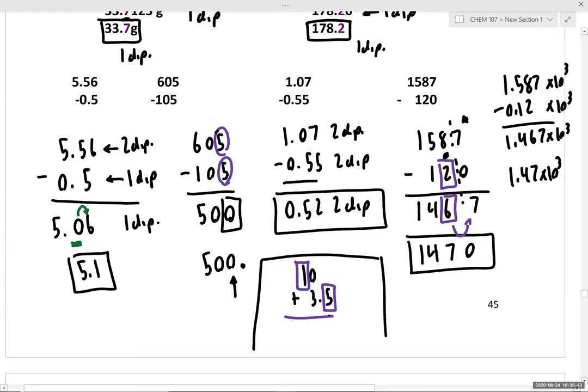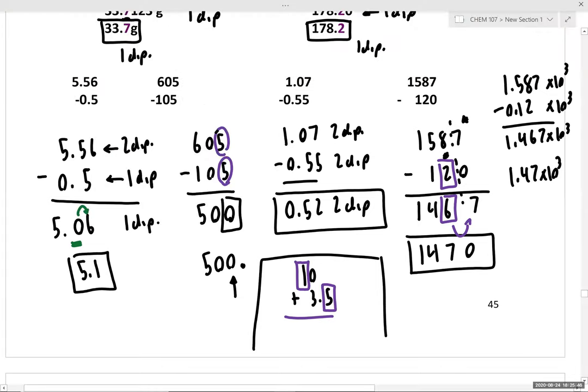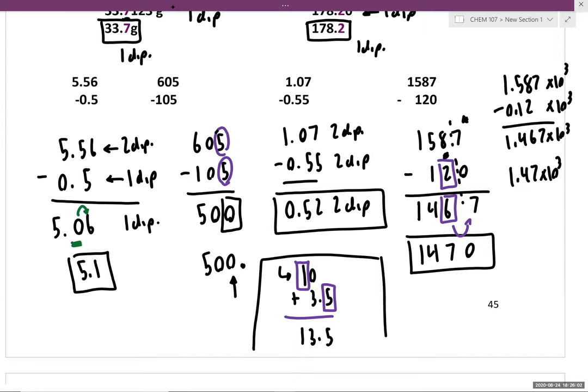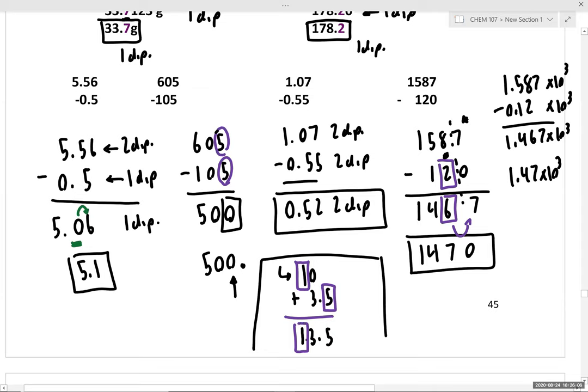So we're going to add these numbers together and round to the last reported place. So we get 13.5, but our largest significant place is the tens place. So we're going to round this number to the tens place. And that in turn would give us 10.